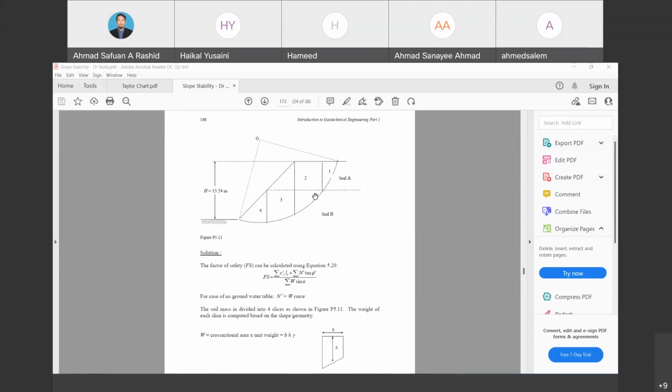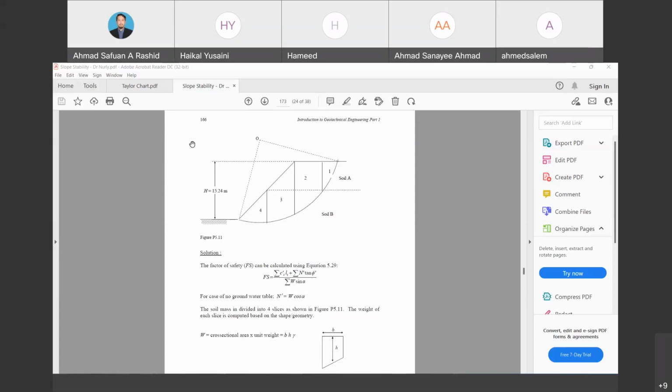As can be seen in this example, soil layer or slice number 1 only covers one type of soil, A, while slices number 2, 3, and 4 only cover one type of soil, B, at the base. So the factor of safety can be calculated using equation 5.29.